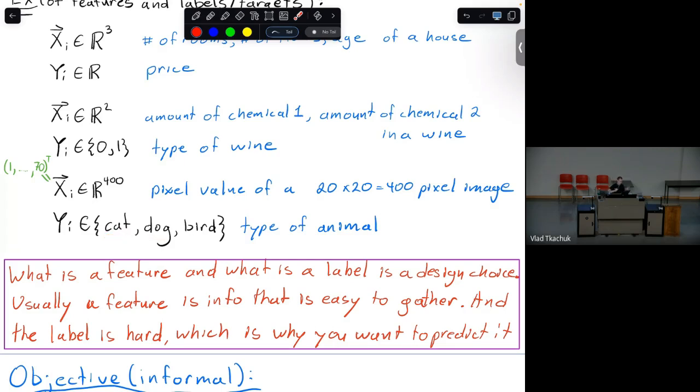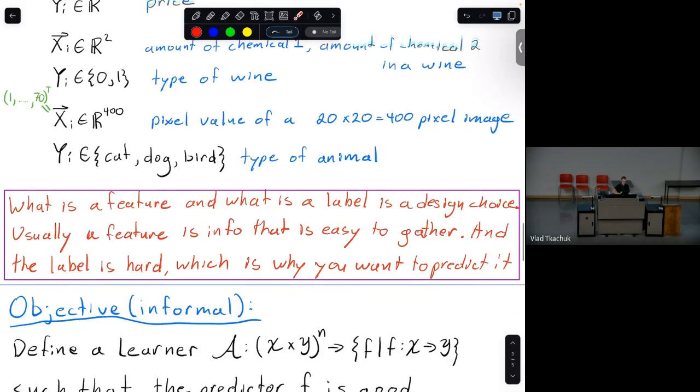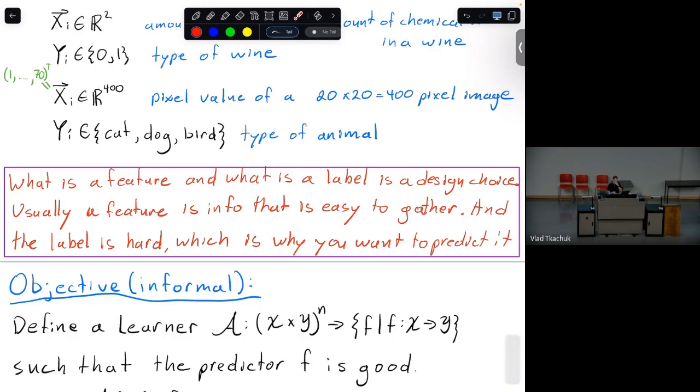Then I briefly mentioned that features and labels aren't so clearly distinguished. It's a design choice: what do you call a feature, what do you call a label? Usually the label is the thing that you care about predicting and the thing that's hard to get information about. It might be easy to get a lot of pictures from the internet, but hard to get labels of whether that's a picture of a cat or a stop sign. So that's the high level story there.